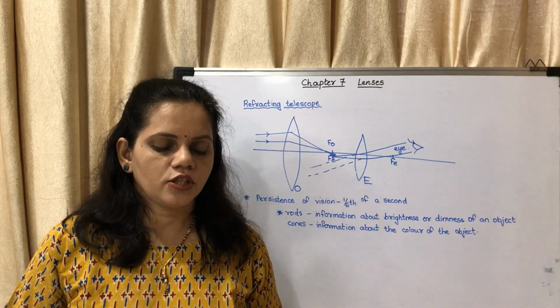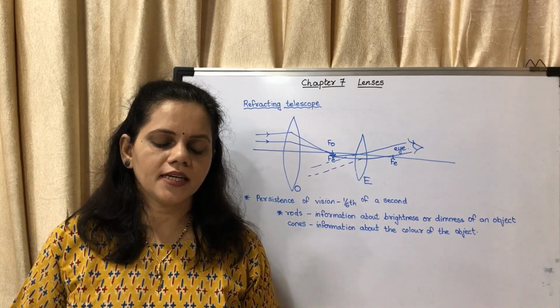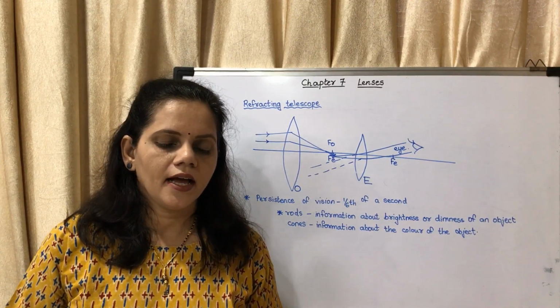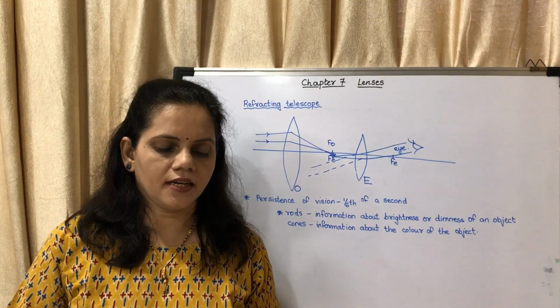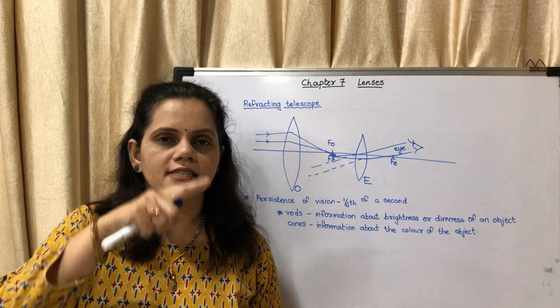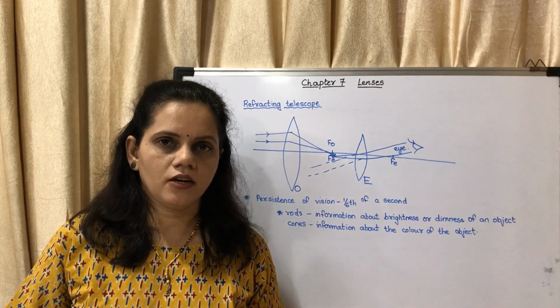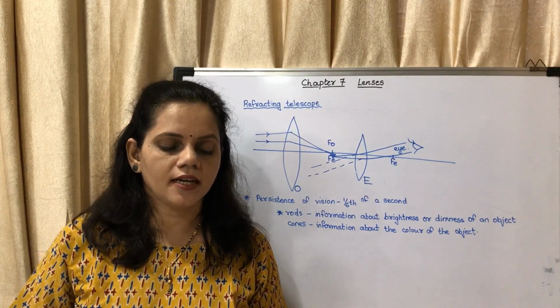Now there is a try this question. Take a burning incense stick in your hand and rotate it fast along a circle. What will you see? You can see a continuous circle.